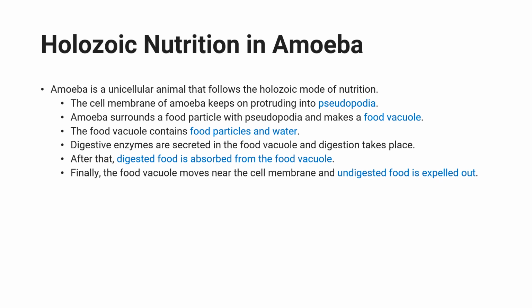Digestive enzymes are secreted in the food vacuole and digestion takes place. After that, digested food is absorbed from the food vacuole. Finally, the food vacuole moves near the cell membrane and undigested food is expelled out.